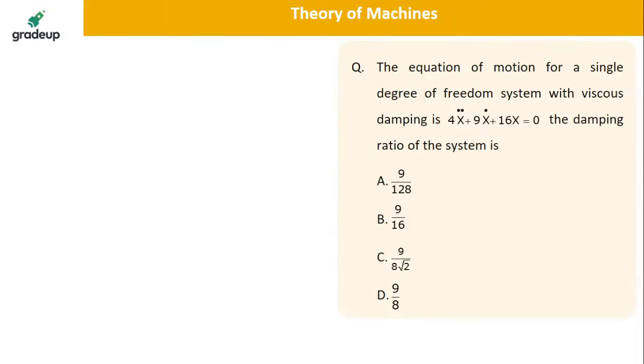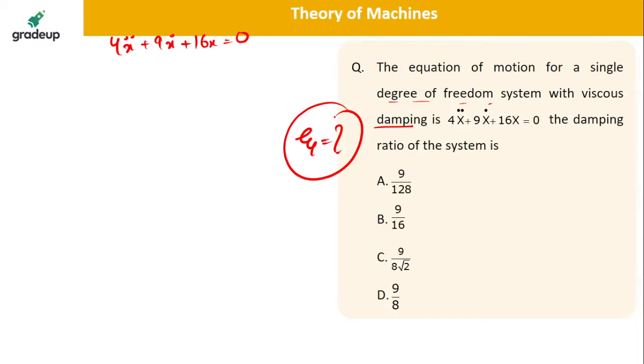Next. The equation of motion of a single degree of freedom system with viscous damping is 4x double dot plus 9x dot plus 16x equal to 0. What is the damping ratio? Damping ratio means the zeta value. What is the value of zeta? Quickly. Anjali correct, Nihal correct, Vivek, Rajkumari correct. Next.